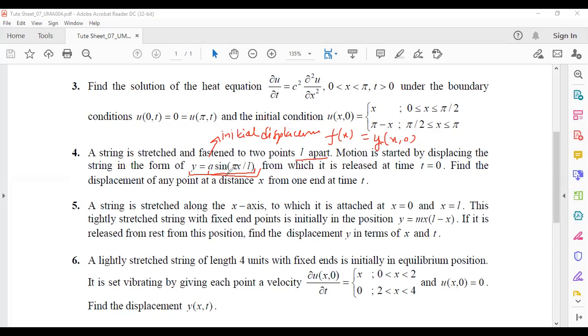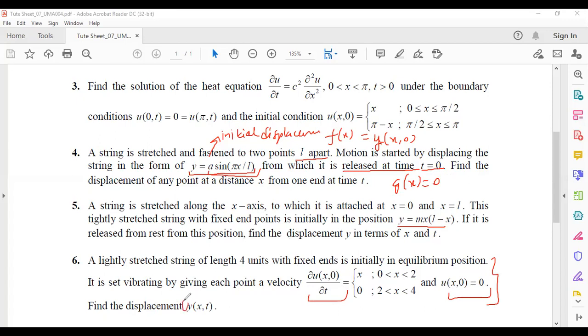It was only in the question we discussed today, as well as started yesterday, that we had to mathematically write the formula for f(x) by ourselves. Find the displacement at any point x, from which it is released at time t equals 0. Only initial displacement is given, and nothing about initial velocity is mentioned, so g(x) is equal to 0. Same in this question: f(x) is given to you, g(x) is 0. In the other question g(x) is given and f(x) is 0. This question we have already done.